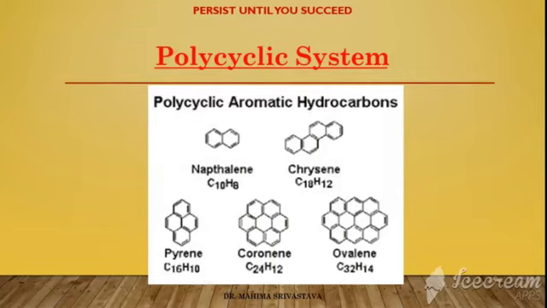Now, these are a few polycyclic aromatic hydrocarbon examples. The first compound in this category is a very well-known compound to everybody, that is naphthalene. Then there is chrysene, pyrene, and so on and so forth. Anthracene is also another very important compound that has not been mentioned here.